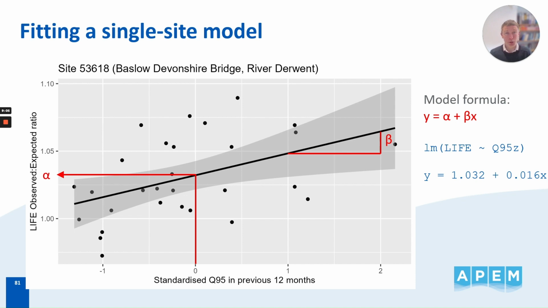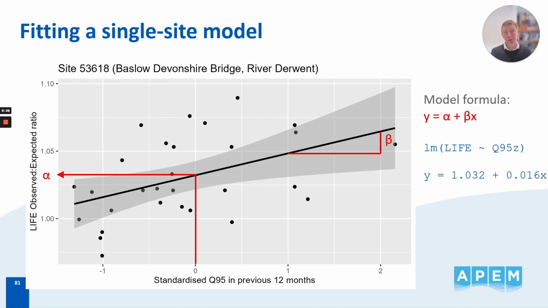As a general rule of thumb, higher flows more often than not tend to be beneficial for the ecological community. To fit this kind of model in R, we can use the lm function. This fits a linear model. This function is part of the base R setup, so you don't need to install any packages to run this. You can see here the syntax we use to define the model formula. So on the left-hand side, we have our response variable LIFE. We then have a tilde, and then on the right-hand side, we have our predictor variable, which in this case is the Q95Z, standardised Q95 value.